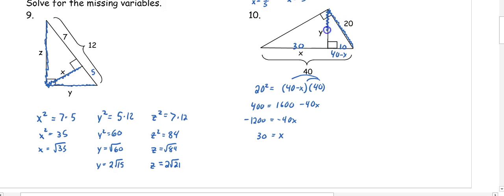So because y is also a segment going to the hypotenuse, it's the altitude actually, we would have y squared equals 30 times 10. Y squared equals 300. Take the square root of both sides, so plus or minus square root of 300, which simplifies to plus or minus 10 root 3.